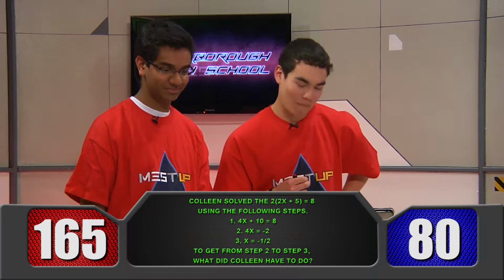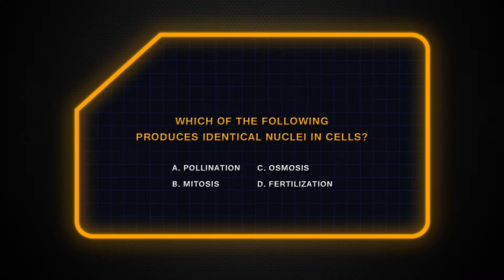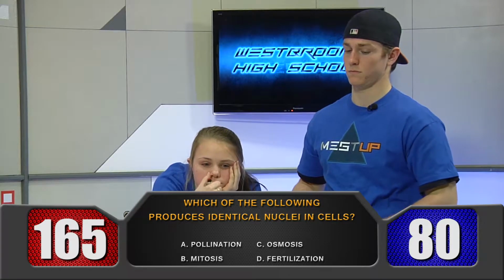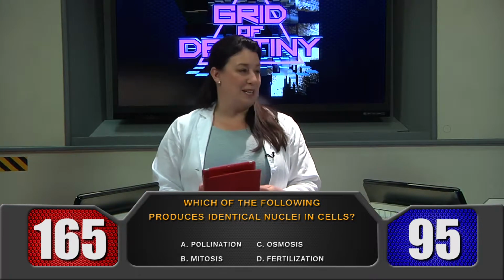Science for 15. Which of the following produces identical nuclei in cells? A, pollination, B, mitosis, C, osmosis, or D, fertilization? Blue team. Mitosis. That's correct. Jen will let me be proud. And blue team, we're back to you. Science for 20.